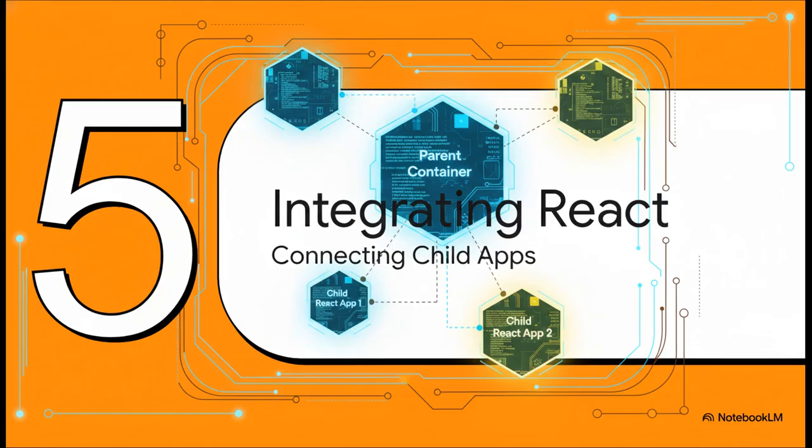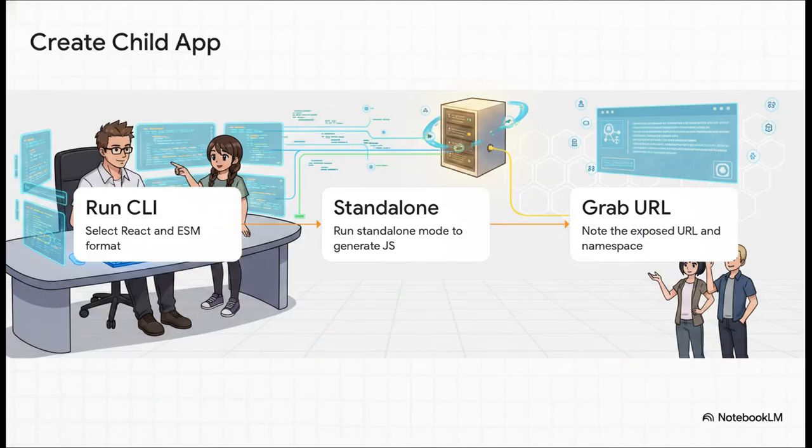Section 5. Integrating a React Microfrontend. So, let's actually connect the dots. You create the child app very much like the root config using the CLI, just selecting React instead. But the real trick here is you run it in what's called a standalone mode. This compiles your React application and exposes it as a single JavaScript export file on your local network. You just need to note that specific exposed URL along with your organization namespace.